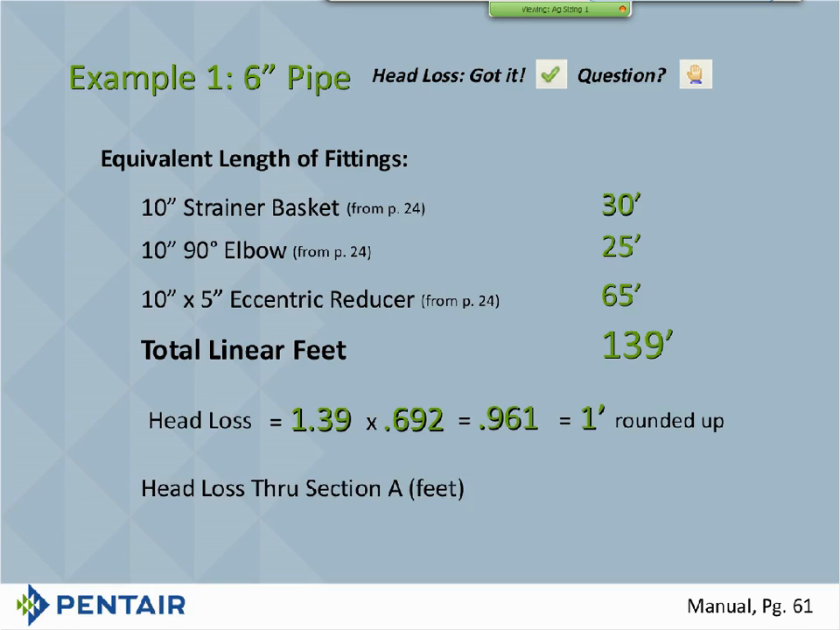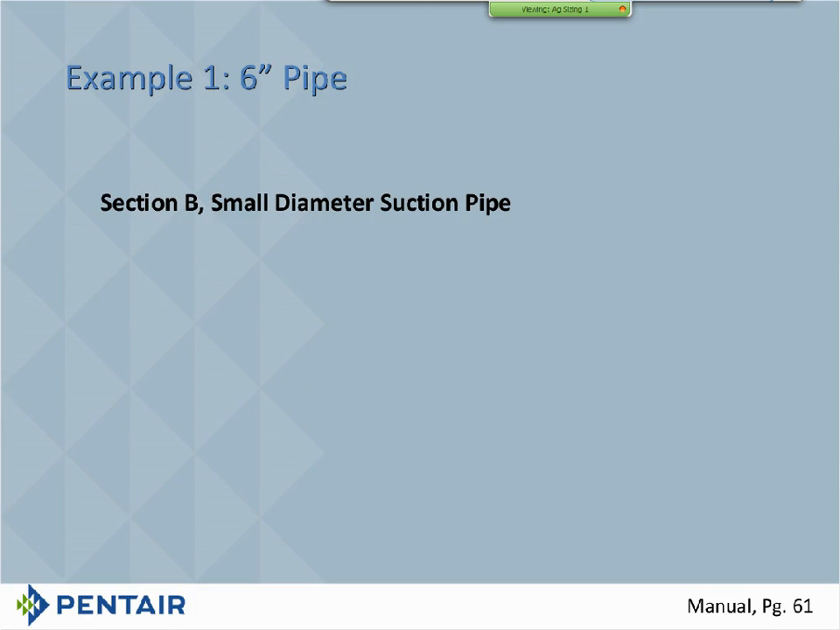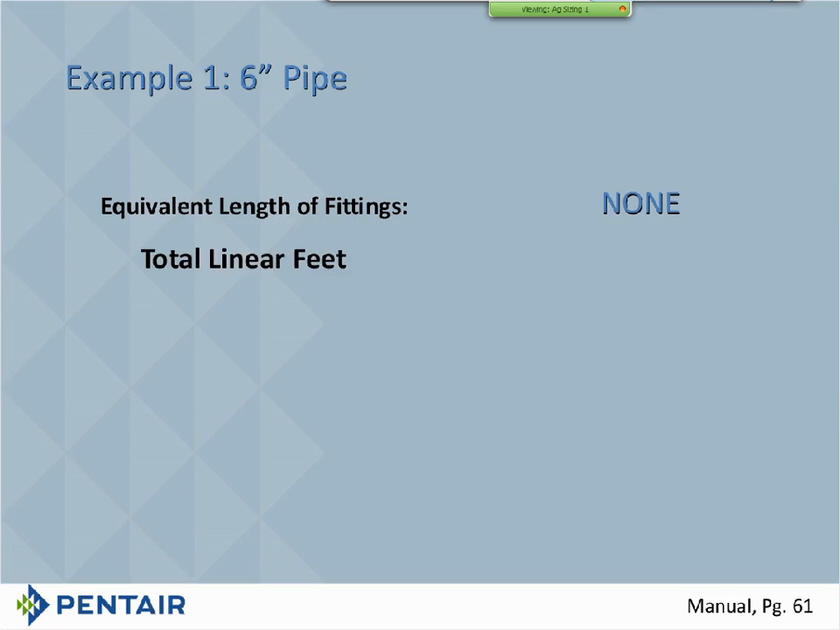Okay? So the friction loss through section A of the pipe is 1 foot. Now we're going to go to section B. Remember, section B was the smaller side suction pipe, and that pipe size was 5-inch. The material was steel pipe. The length of straight pipe was 3 feet. The equivalent length for fittings, well, there weren't any fittings, so we don't have to worry about that. So the total linear feet of pipe is 3 feet, which means to calculate the head loss, we take 3, divide it by 100, gives us 0.03 times what?